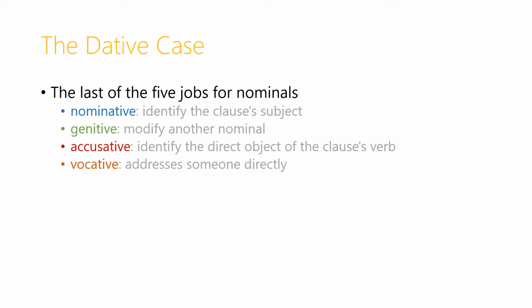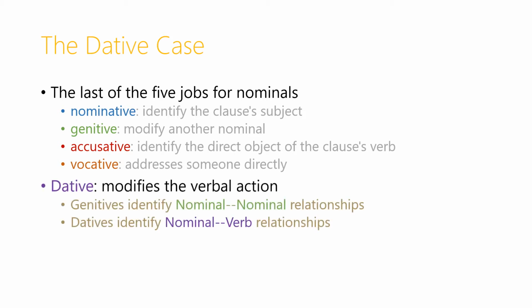The nominative case is the case for nominals that identify the clause's subject. The genitive modifies another nominal. The accusative identifies the direct object of the clause's verb. The vocative addresses someone directly. Now the dative modifies the verbal action. So while genitives generally identify nominal to nominal relationships, datives identify nominal to verb relationships.